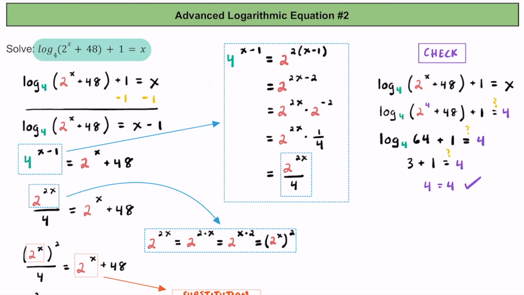So that wraps up this video on solving this logarithmic equation where we had to use some u substitution to make it look a little bit easier for us to solve, as well as use some quadratics involving some factoring. So hopefully you found this video helpful.